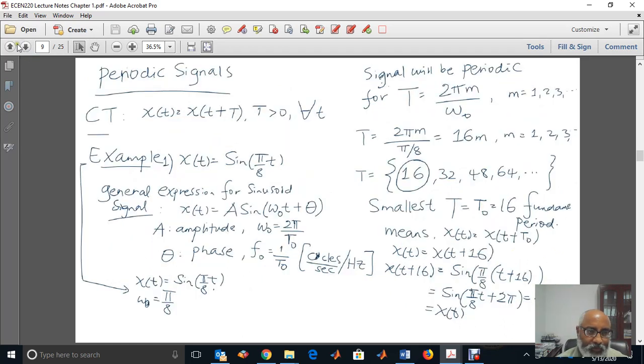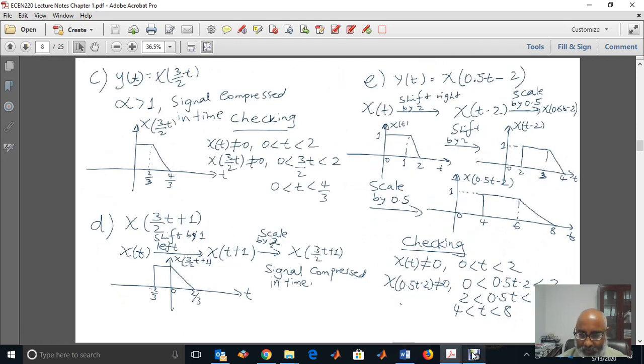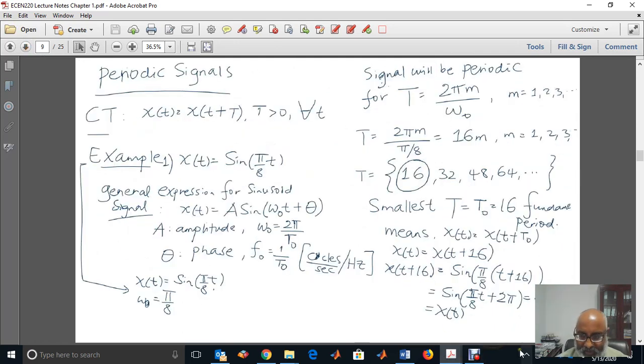Okay, so to summarize, when we do transformation, first we do the shifting and then the time scaling. And keep in mind, if beta is positive, then shift left. If beta is negative, shift right. If the absolute value of alpha is greater than 1, compression in time. If the absolute value of alpha is less than 1, stretching in time. And if alpha is less than 0, flipping in time or time reversal. Okay, so that's all about transformation.